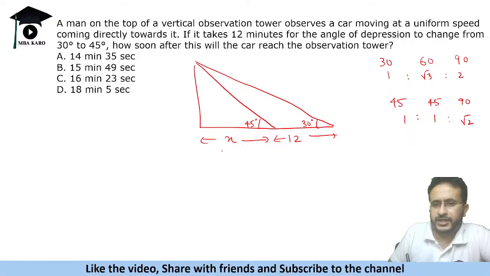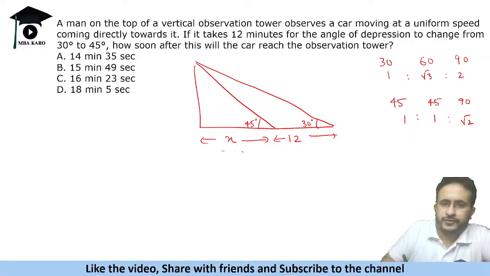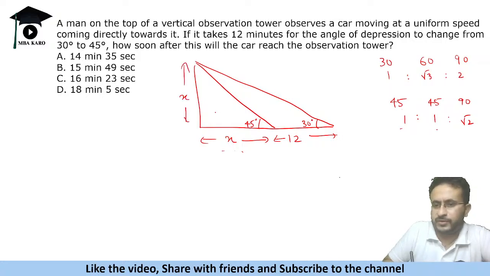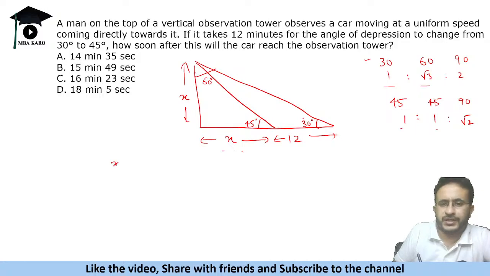So we need to find what is the distance here. So if you look at this 45 45 90 triangle, it is 1 ratio 1. So this is x, this will also be x, the side will be x. Now when you look at this triangle 30 60 90, this angle is 30, so this is 60. Okay. So 30 और 60 का रेशियो कितना होता है, 1 रेशियो रूट 3. So x upon x plus 12 is 1 upon root 3.